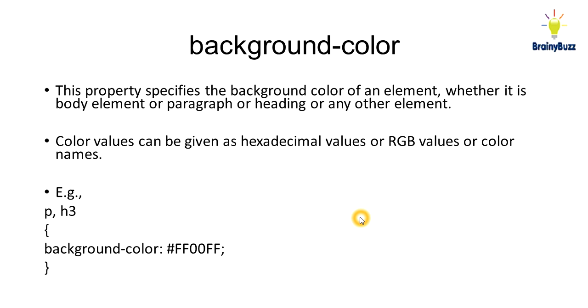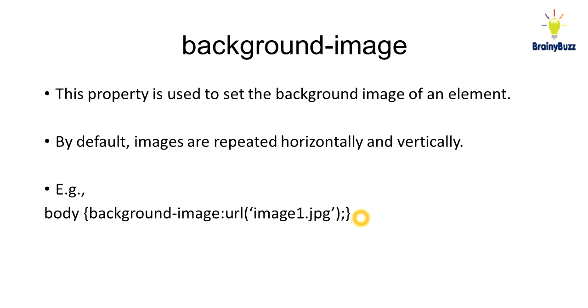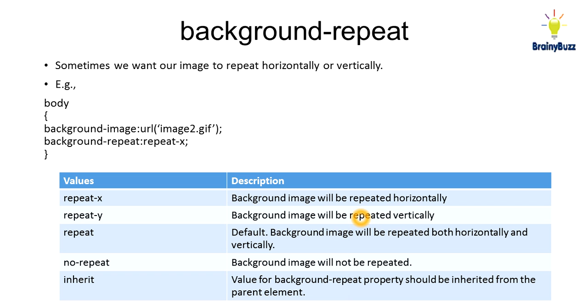So far we have seen some of the background properties like background color, so that we can set the background color of your body or either your paragraph or headings. We have background image, so sometimes on your web page, instead of the color, you want to set the background as an image. For that you can use the background image property, and if you want your background to repeat horizontally or vertically, or if you do not want it to repeat at all, you can go with the background repeat and the values for it.